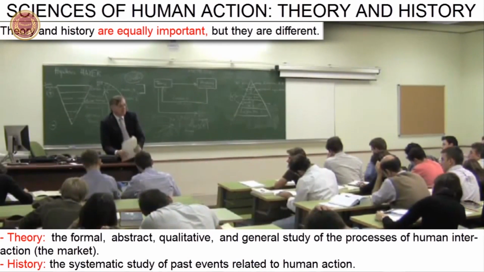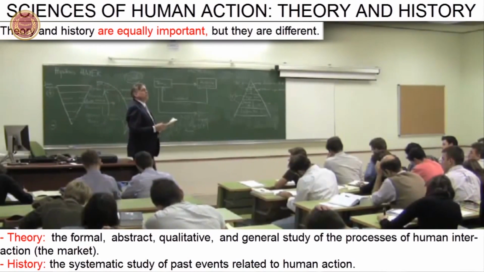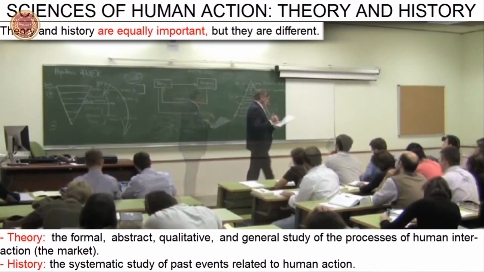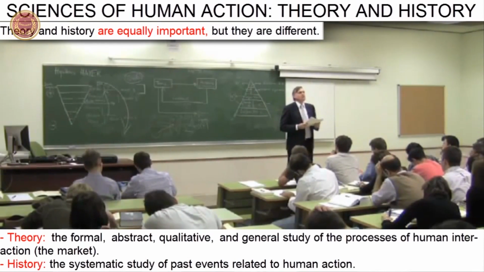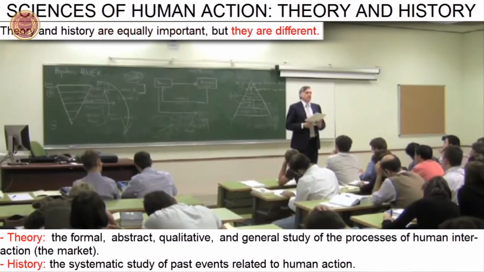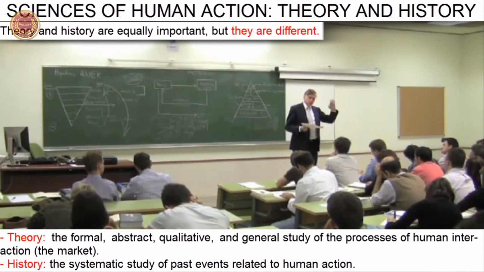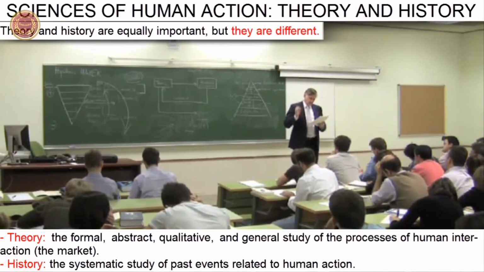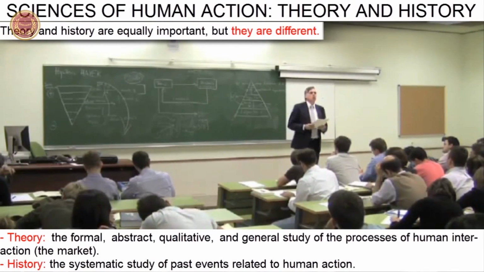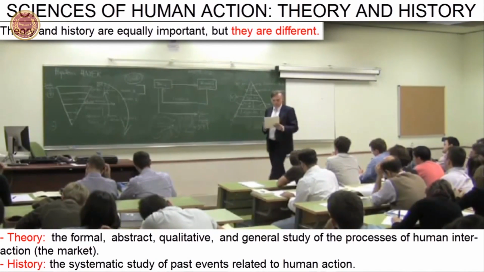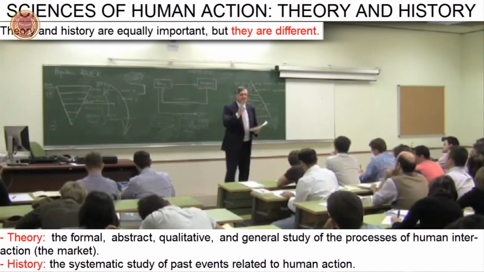I repeat, they are equally important. Theory and history are at the same level. However, according to Carl Menger, the following is crucial. First, we must not make the error of failing to distinguish between theory and history. It's true that they're equally important, but they're different. Epistemologically, theory is one thing, form, and history is something different.